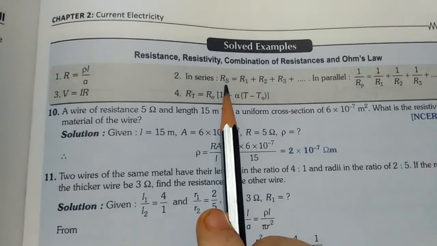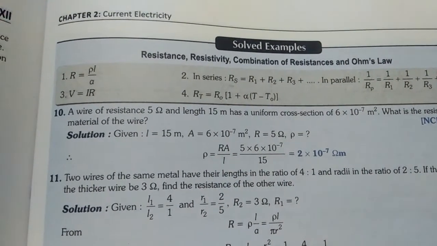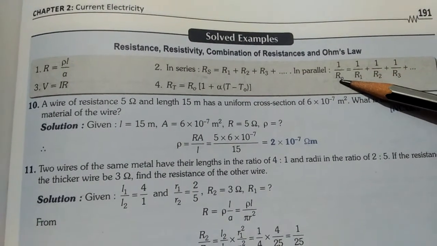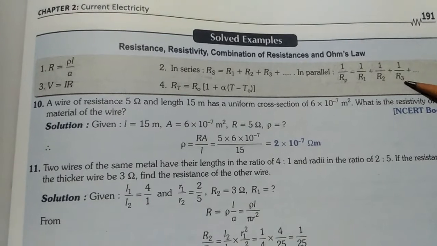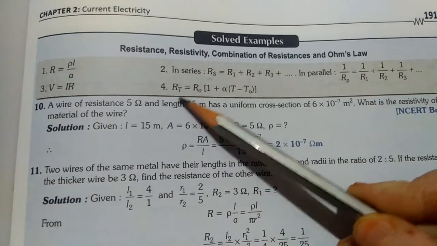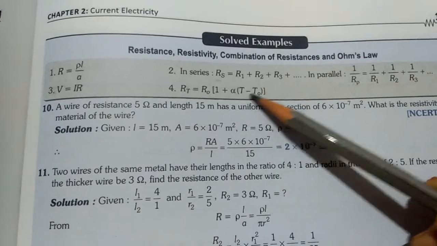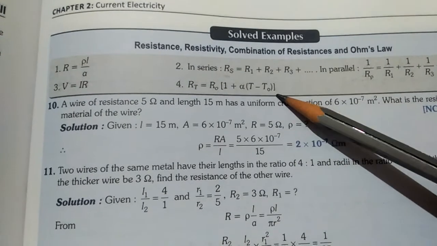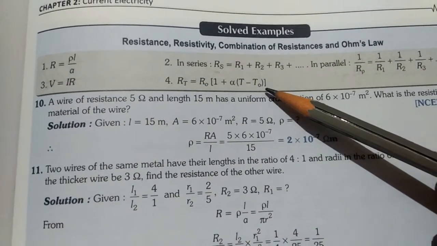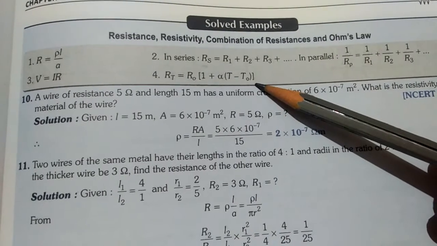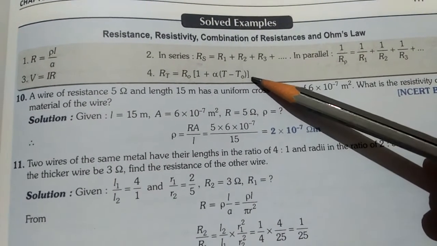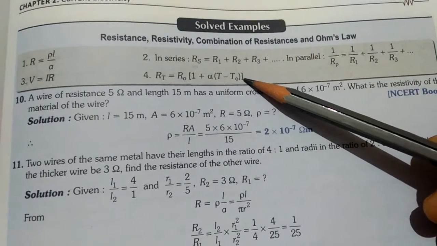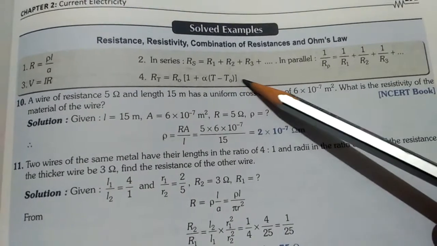In series, the total resistance Rs is R1 plus R2 plus R3, and the resultant resistance in parallel combination is 1 upon Rp equals 1 upon R1 plus 1 upon R2 plus 1 upon R3. Then here is Rt equals R naught into 1 plus alpha into T minus T naught. This formula you just see once. This topic is not in your course for this year, but remember the formula because in physics anything can come. Every year it is recorded that some things which are not in the syllabus that particular year can be asked also. So try to remember this formula.